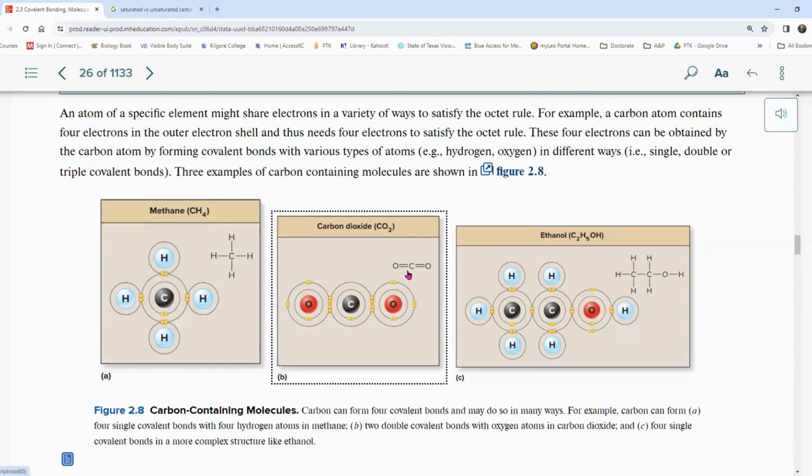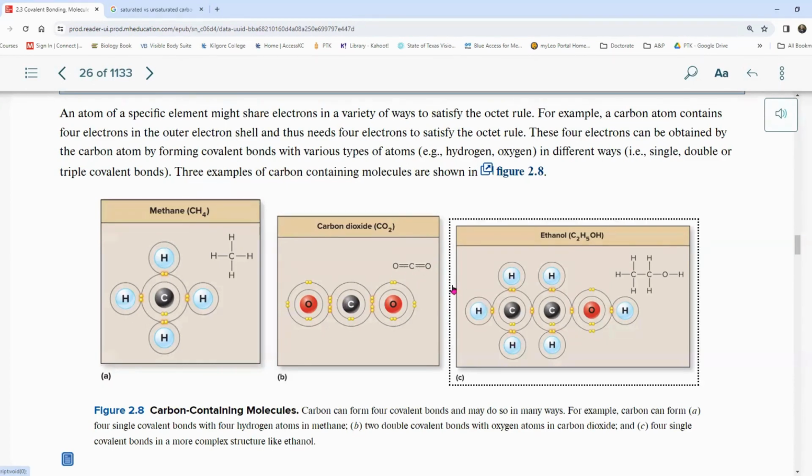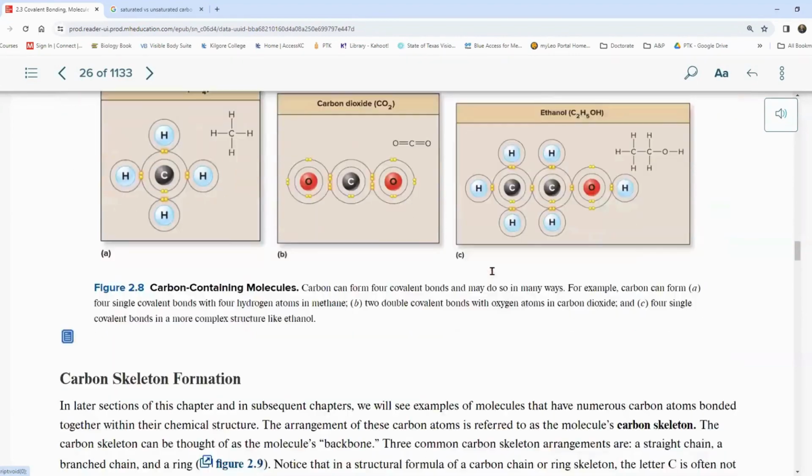So with double covalent bonds, we also call that a double bond. That's why you see 2 lines here. And if there's a triple bond, you see 3 lines.